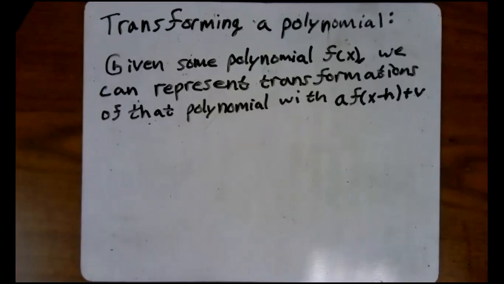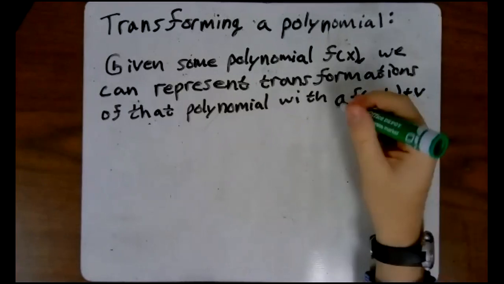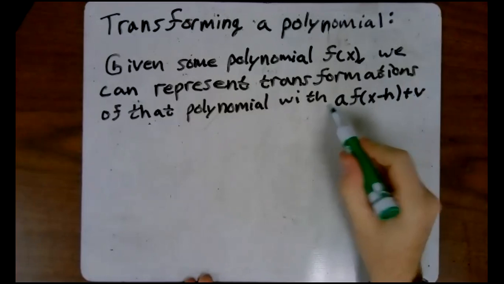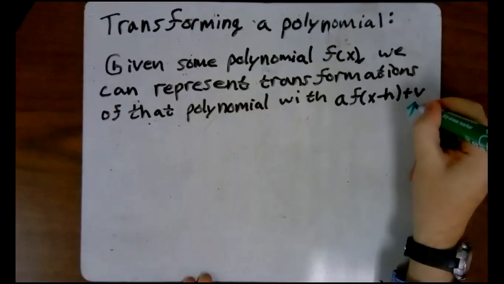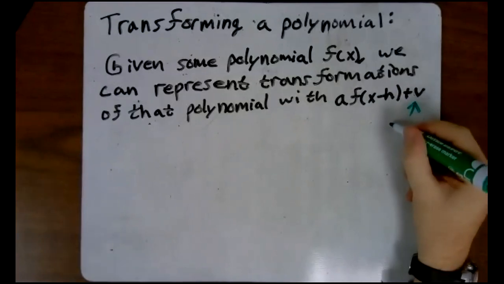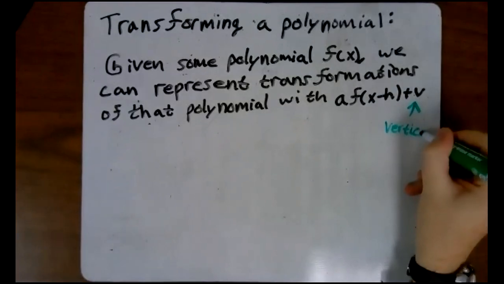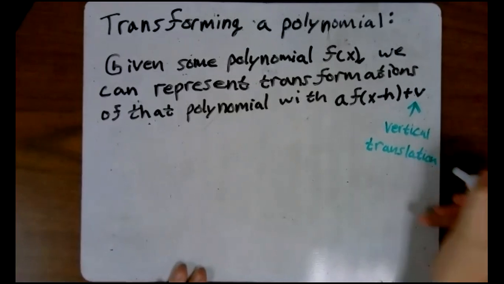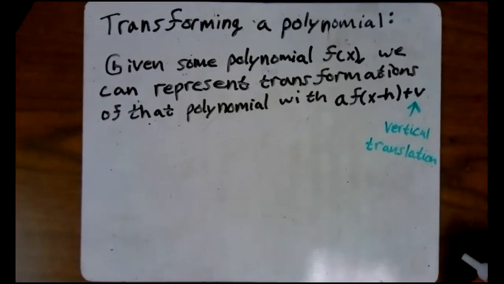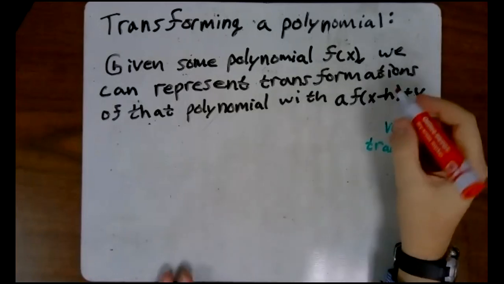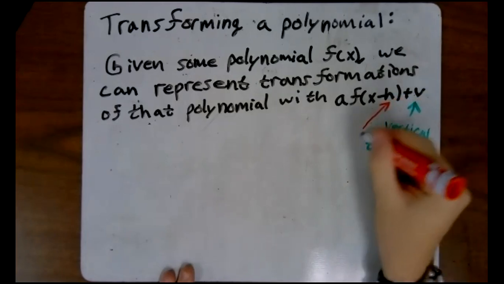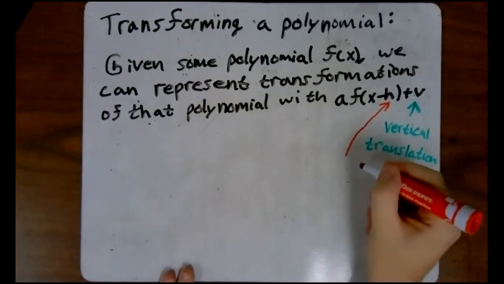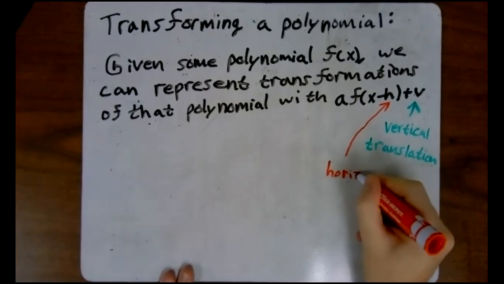So, what do each of these represent? Well, this V out here, that is a vertical translation. That moves our graph up and down. This minus h is a horizontal translation.